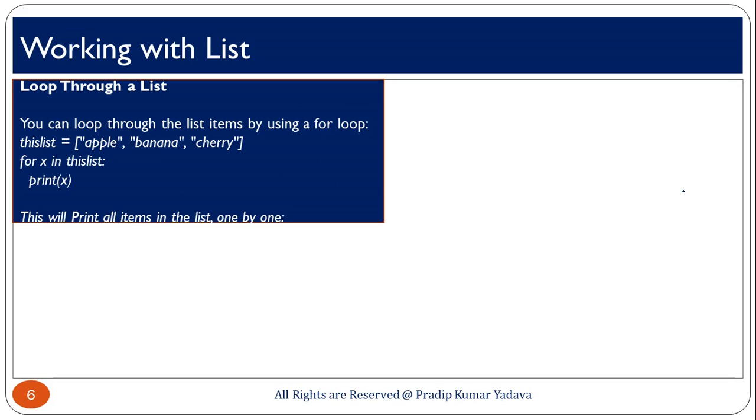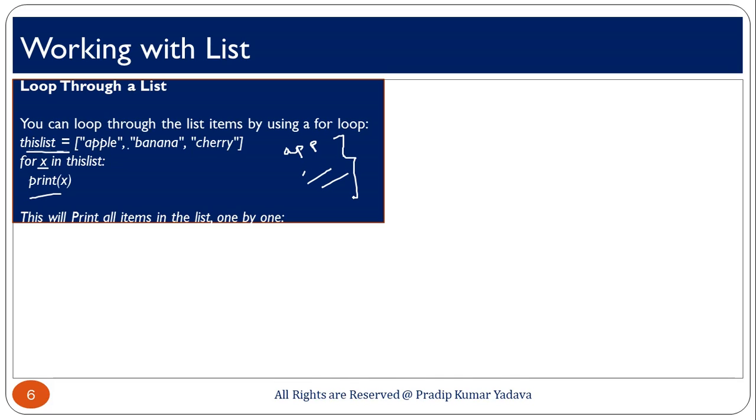Now, loop through a list. Suppose there is a list, and you want to print all the items, if you want to see all the items, then a loop is a very good method, and by using a loop you can print all the items available in the list. See here, you can see this is a list, okay, and here x is a variable, and by using this you can print all the items one by one. What we will get in the output: apple, banana and cherry, one by one.